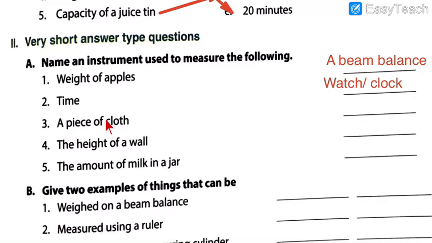Number 3, a piece of cloth and the height of wall. Again these two have the same measuring unit.